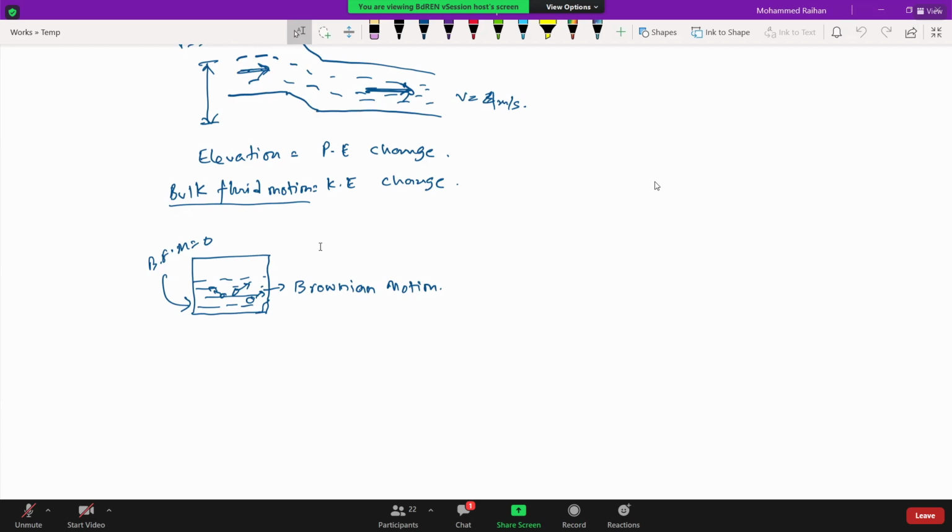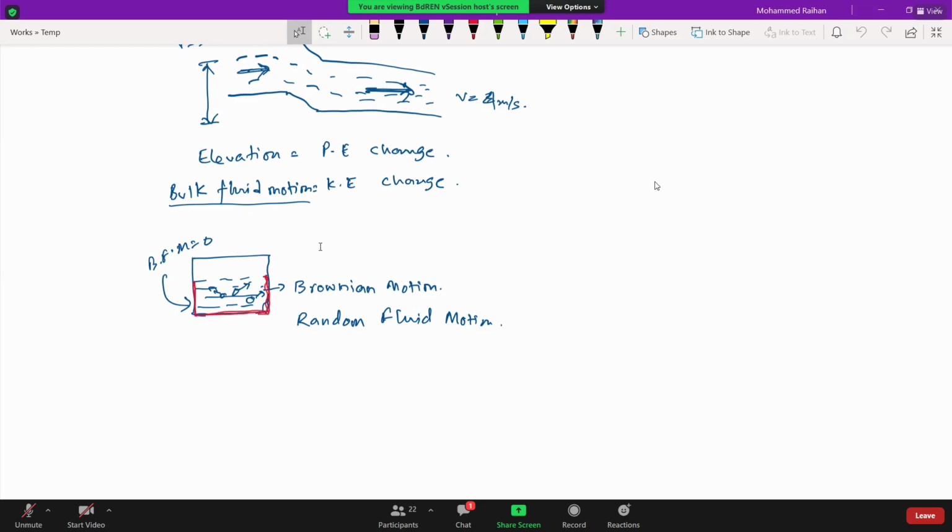So yeah, you already know about Brownian motion from college. It's a random fluid motion and it is not bulk. The random fluid motion is created by the random motion of the atoms, right? And it doesn't have any specific direction. So this is applying some forces on the walls, right?